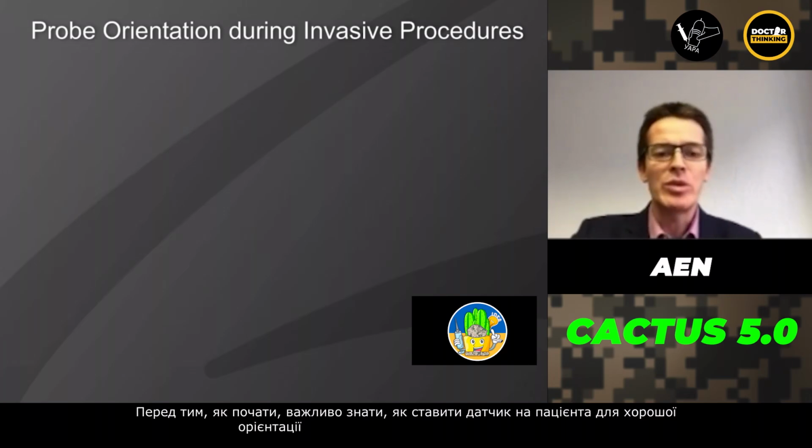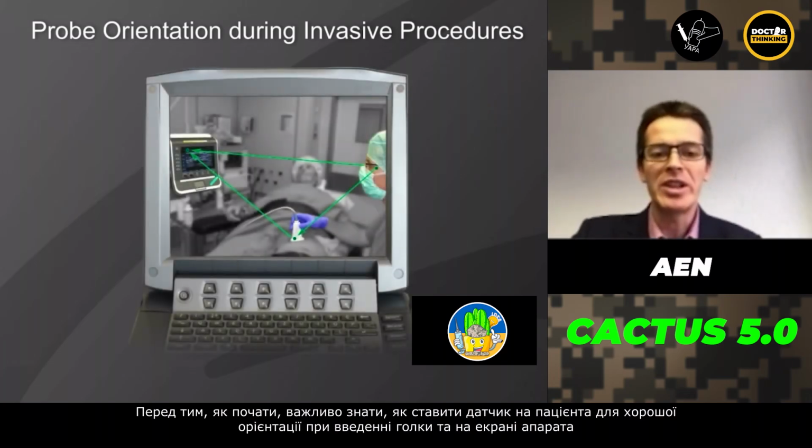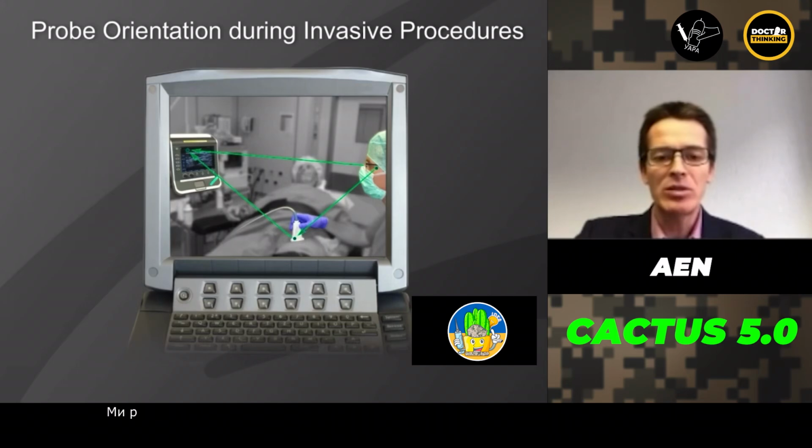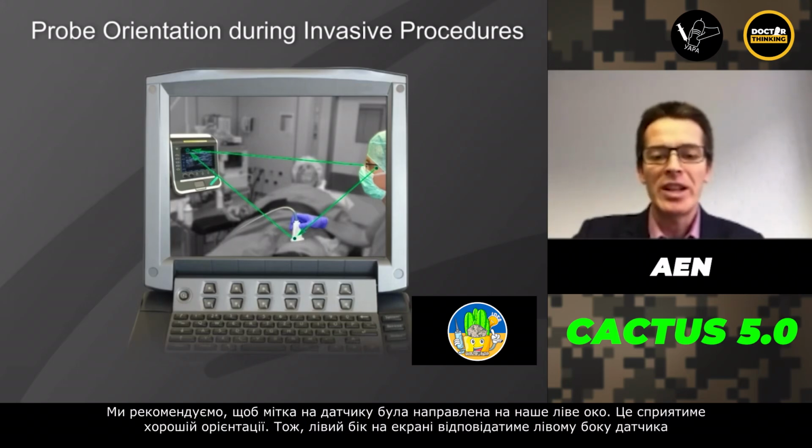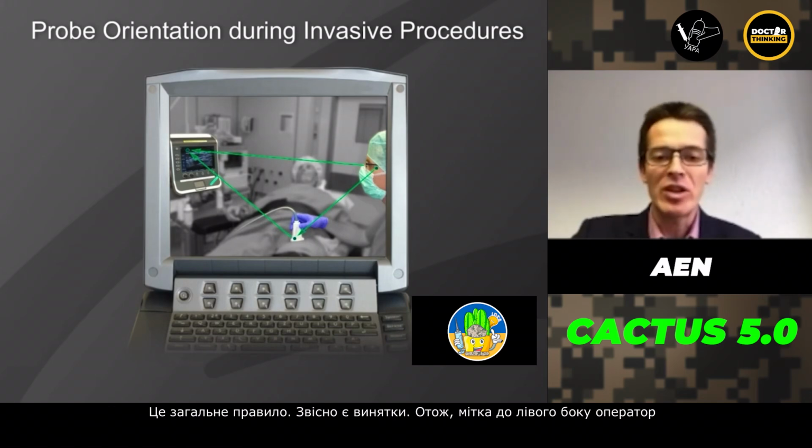What else is important before we start? We need to know how to orientate the marker of the probe. So how to put the probe on the patient to have a good orientation with a needle in the patient and on the ultrasound screen. As a basic rule, we recommend to orientate the probe marker to our own left eye. And this results in a good orientation so that the left side on the screen is in fact also the left side of the probe on the patient. This is a general rule. Of course, in some procedures we have exceptions from this. Okay, so marker to the left eye of the examiner.